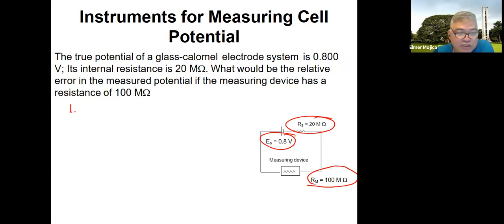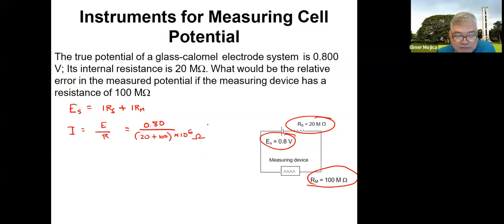So Ohm's law says E equals IRs plus IRm. So I there is what? The current in the circuit consisting of the cell and the measuring device. So the current is given as I equals E over R, right? So the potential there is 0.80, over 20 plus 100. Since these are megaohms, times 10 to the 6 ohms. So this is equal to what?